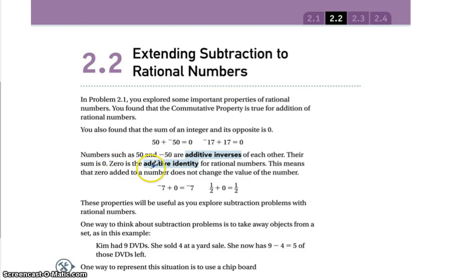We also refer to 0 as the additive identity for rational numbers, which means that if we added 0 to a rational number, it doesn't change the value of that rational number, which leads us down here to these two examples where negative 7 plus 0 is still negative 7, and a half plus 0 equals a half. These additive identities we use a lot when we get into the solution of equations and expressions, and I've shown you how to use those with inequalities.